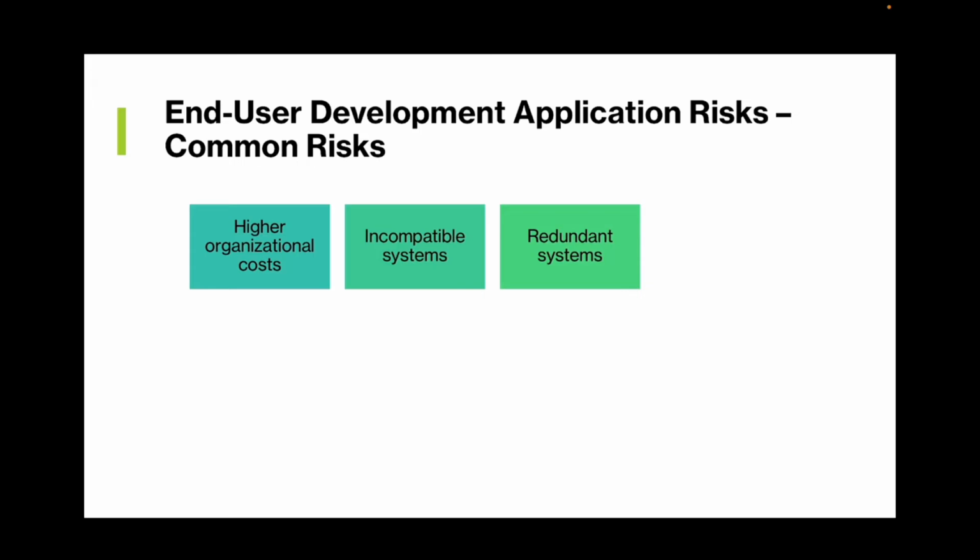Next, redundant systems. In addition to developing incompatible systems, end users may be developing redundant applications or databases because of the lack of communication between departments. Next, ineffective implementation. End users typically use fourth generation programming languages such as database or internet web development tools to develop applications.